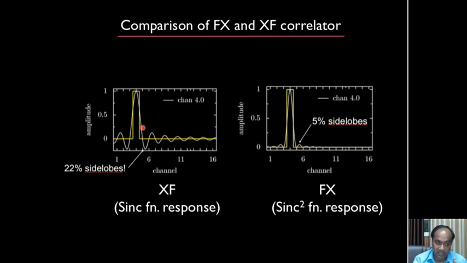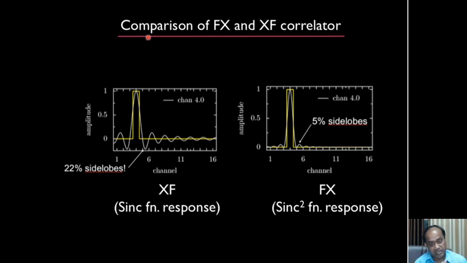But in practice you won't get that, because there is a sinc function. And so the signal which is in the fourth channel, for instance, will also go into another channel. So there is a contamination. The side lobes are at the level of 22% maximum, and that's actually significant. So there is always a spillover to another channel. But when you do FX, you basically get a sinc square, so these are dampened compared to the sinc, and you get only 5% side lobes.